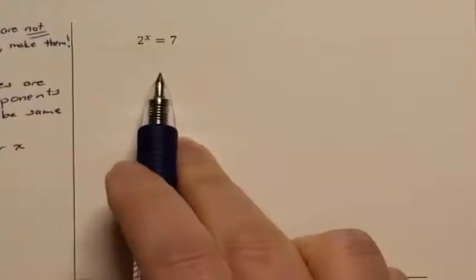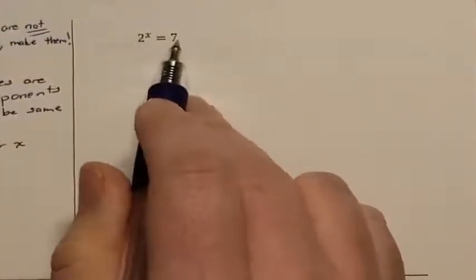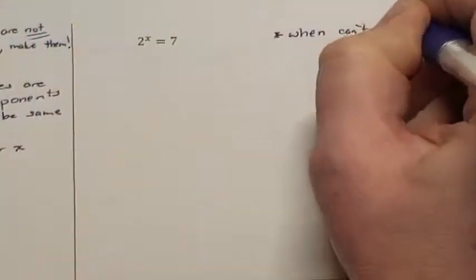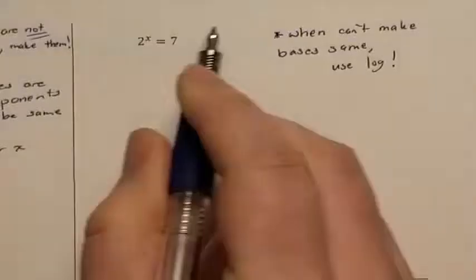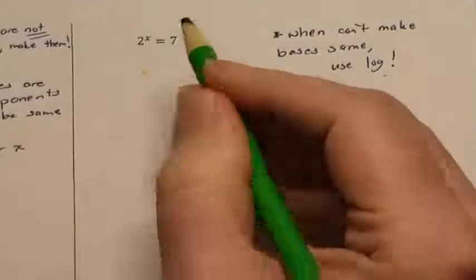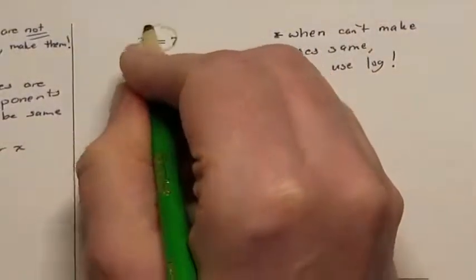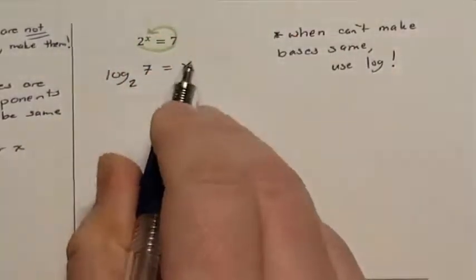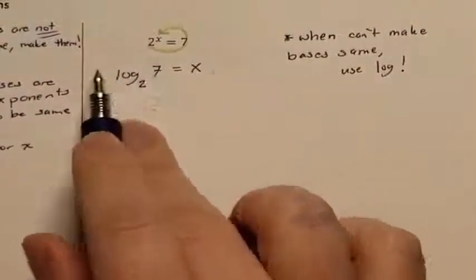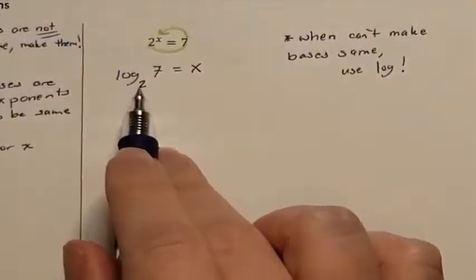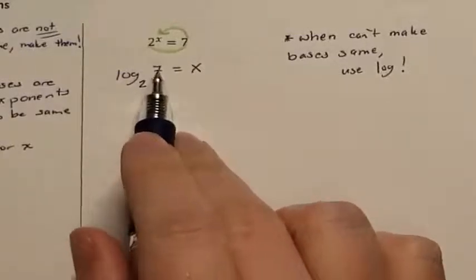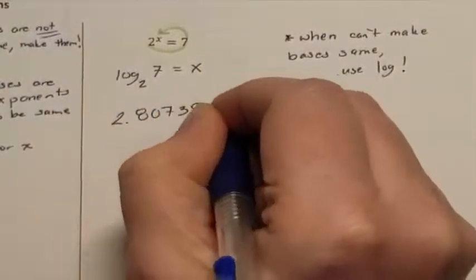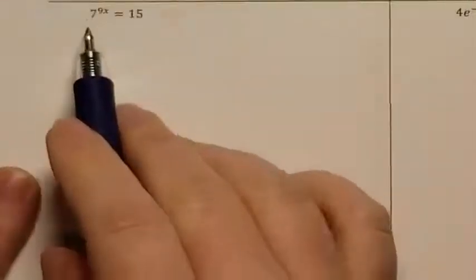So we're going to go ahead and solve the next problem. I don't have same bases, I can't use the same bases. So we're actually going to use log. So I know that I can rewrite this as log base 2 of 7 equals x. I now actually have my x equals answer. And I'm going to have to use Desmos for my calculator to figure out what log base 2 of 7 is. Typing log base 2 of 7 into my calculator on Desmos, I get 2.80735 as my x.